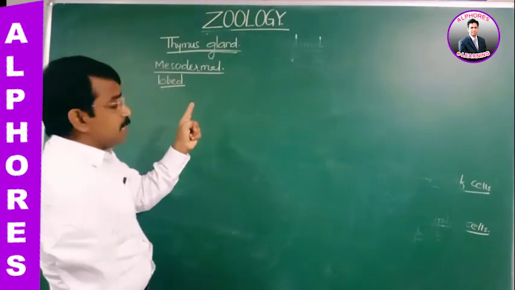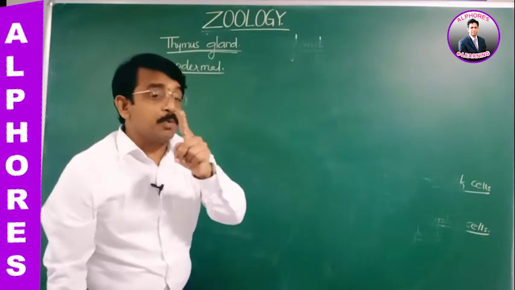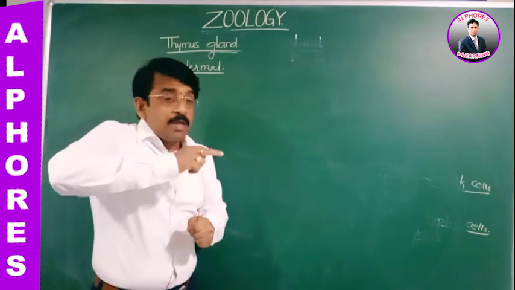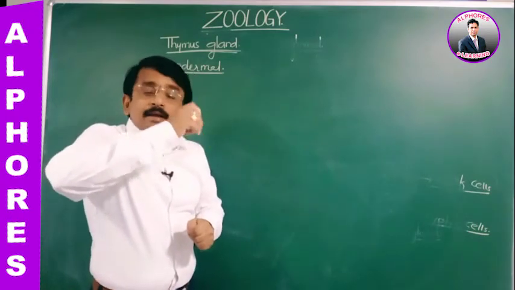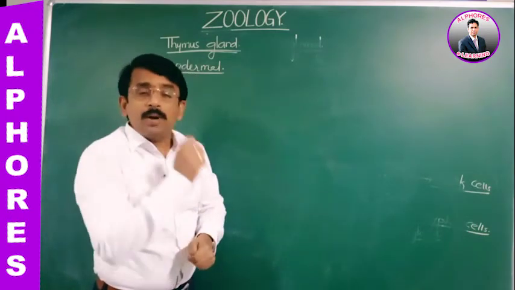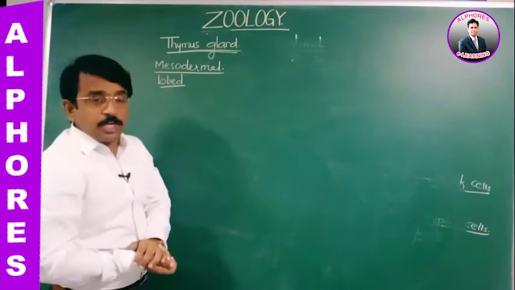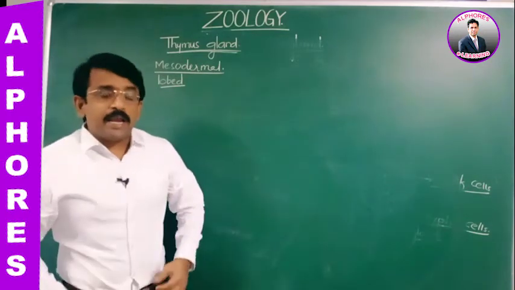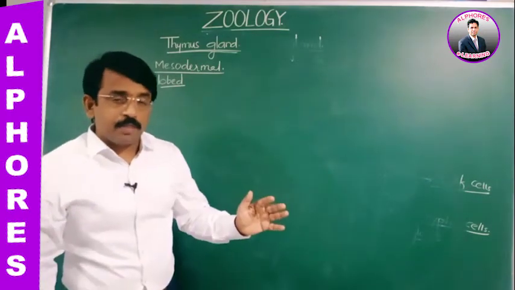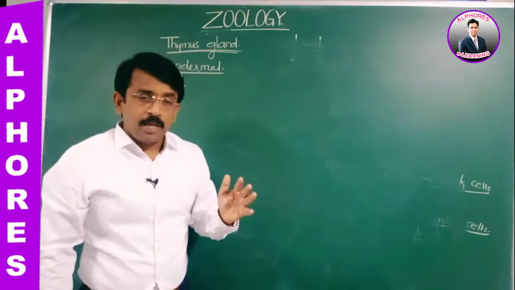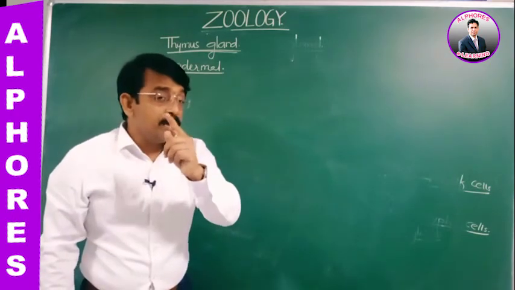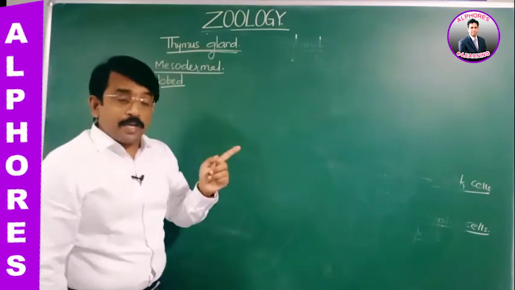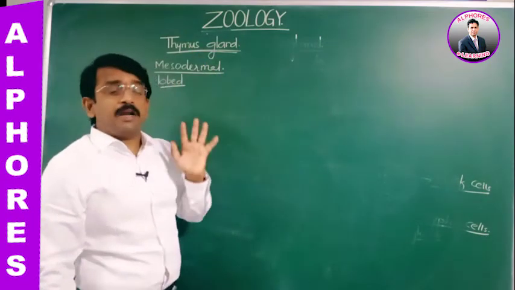The thymus gland is present below the breastbone. What do you mean by breastbone? The sternum. So below the sternum, above the heart and the aorta, on the ventral side, the thymus is located. As the age progresses, it shrinks and disappears. That's the reason why old people have less immunity, because of the atrophying, disintegrating thymus gland.